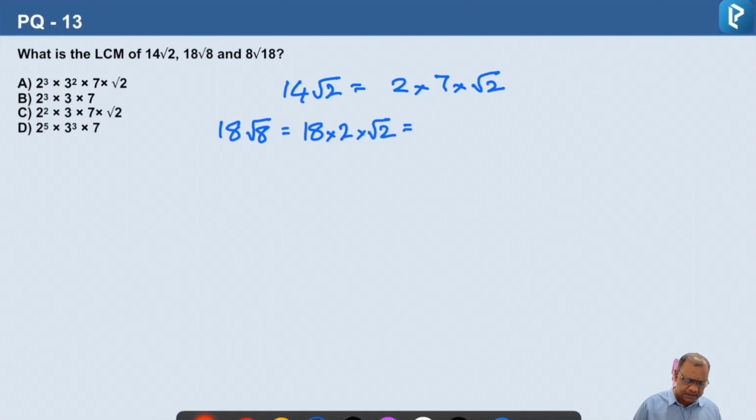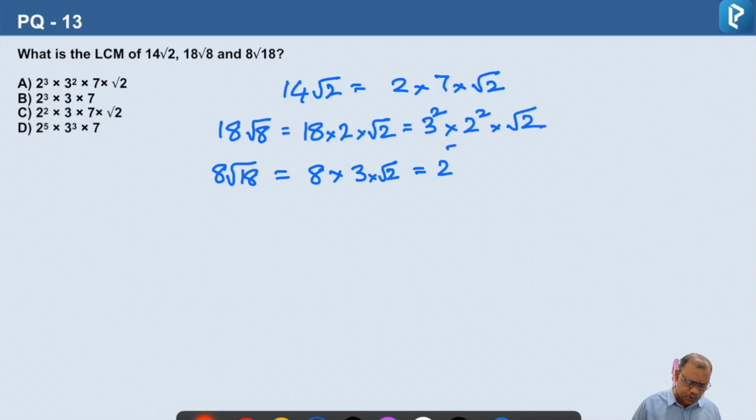So 18 is 9 twos. There are 2 twos. Next is 8 root 18. 18 is nothing but 9 into 2. 9 when it comes out becomes 3. So that is 8 into 3 into root 2. So this is 2 cube into 3 into root 2.